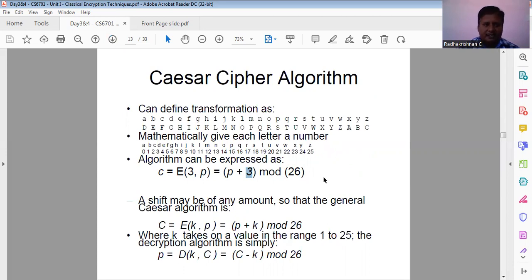Similarly, plaintext P equals the decryption D(K, C), which is (C minus K) mod 26. So C minus K means the ciphertext position minus the key value. The key is generally 3. Sometimes the key is 4 or 2 positions, meaning the K value will be varying. That is our Caesar cipher.